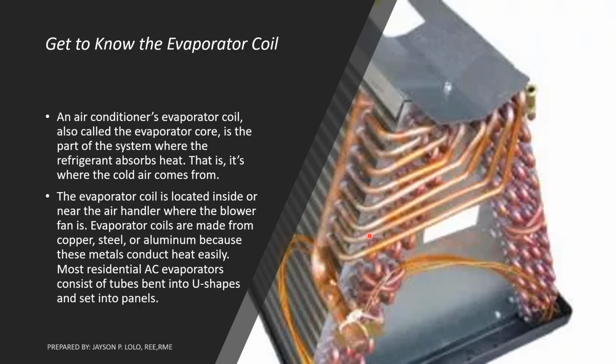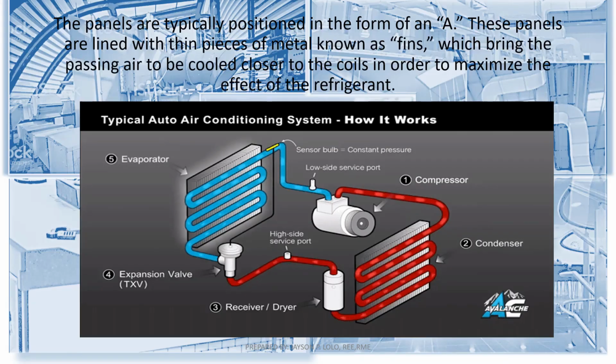Evaporator and condenser coils handle different sides of the cooling cycle. Let's walk through the evaporator coil first. The evaporator coil is located inside or near the air handler where the blower fan is. Now, this is how a typical auto air conditioning system works. As you can see, the evaporator produces the cold air, and the condenser is located outside. First the compressor, passing to the condenser, then the receiver or dryer, then the expansion valve, then the evaporator, and it cycles.